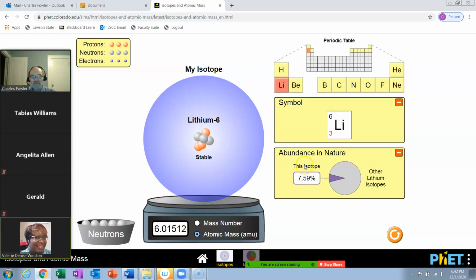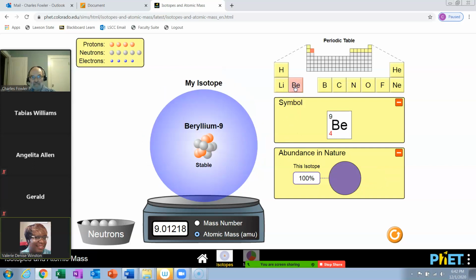Let's go from lithium to beryllium. There, we got it. And it's beryllium 9. How many protons? 4. How many neutrons? 5. How many electrons? 4. Perfect. Is it stable? Yes, it is. Okay. Mass number. Anyone want to make a guess? 9. You got it.